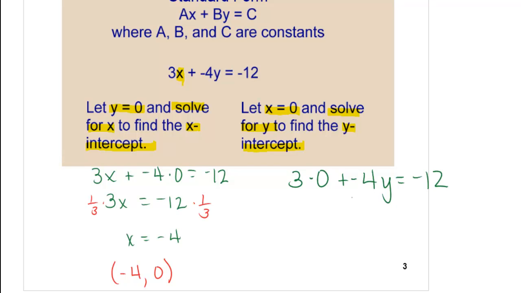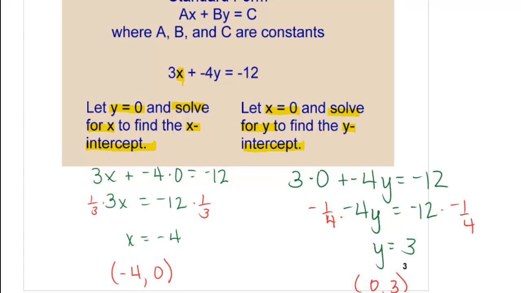When we do this, we get -4y equals -12. And so what is y going to equal? 3, right? Again, coincidence that it equals the coefficient of x. It's only because this only works out because I made the problem really easy. So what's our ordered pair for the y-intercept of this equation? 0, 3, right? So x was 0 when y is 3.